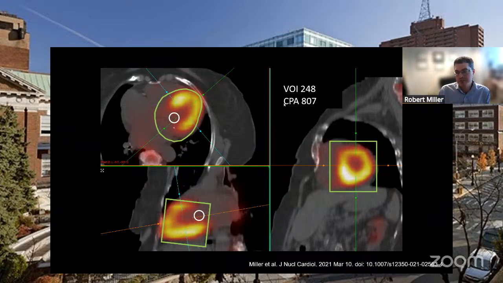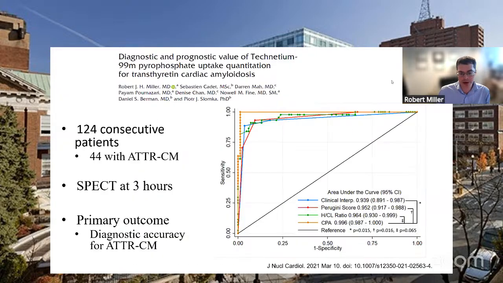CPA is a method that combines both the volume and intensity. And these are quite predictive of ATTR cardiomyopathy, which truthfully isn't a very difficult task with SPECT interpretation. So SPECT interpretation performs just as well as these quantitative methods.